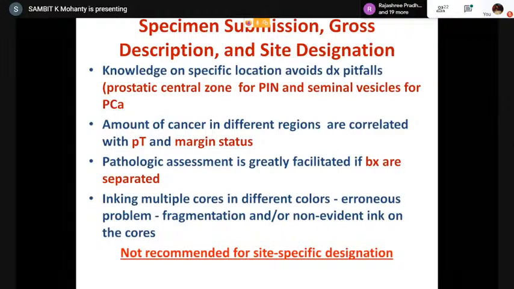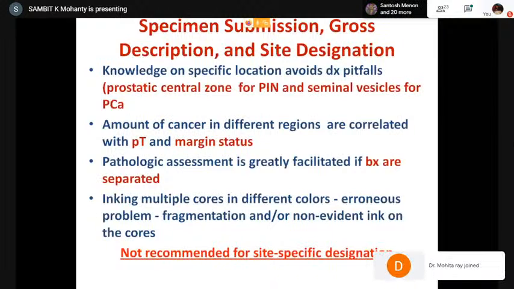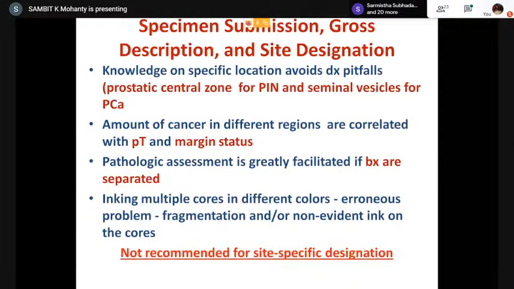Then the next point being the biopsies should be separated. Inking multiple cores in different colors, again, gives a lot of problems, so do not do that. Fragmentation again leads to a lot of problems. So if you have a biopsy from a particular site, put it in a separate container and label it accordingly.